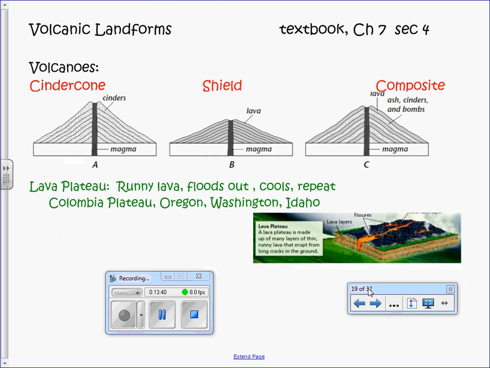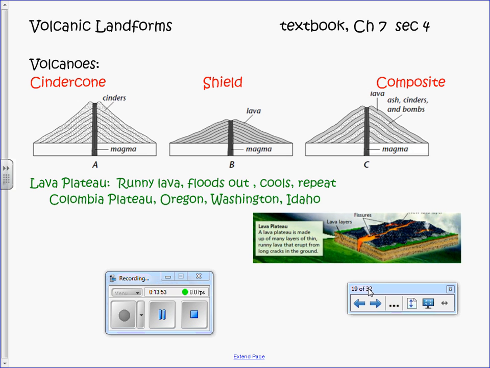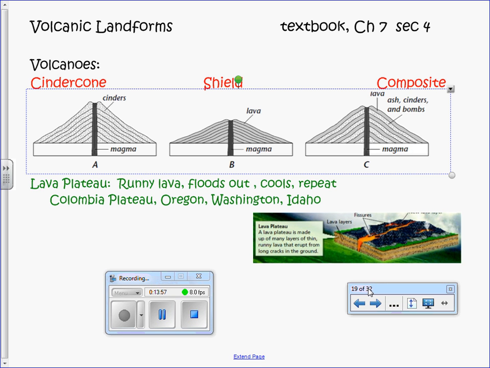A shield volcano. Okay, so this is on the back side of your worksheet. These three pictures: the cinder cone volcano, cinders; shield volcano, lava; and composite volcano, which is layers of these two. Mount Vesuvius is another famous composite volcano, and there are good accounts of both types of eruptions there.